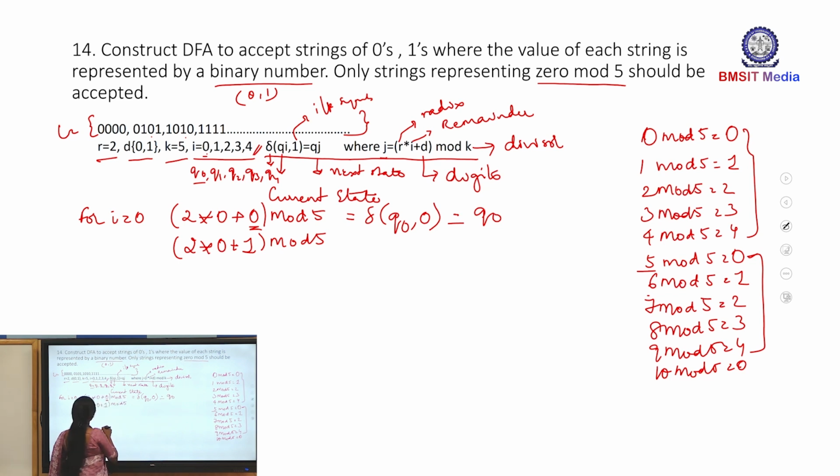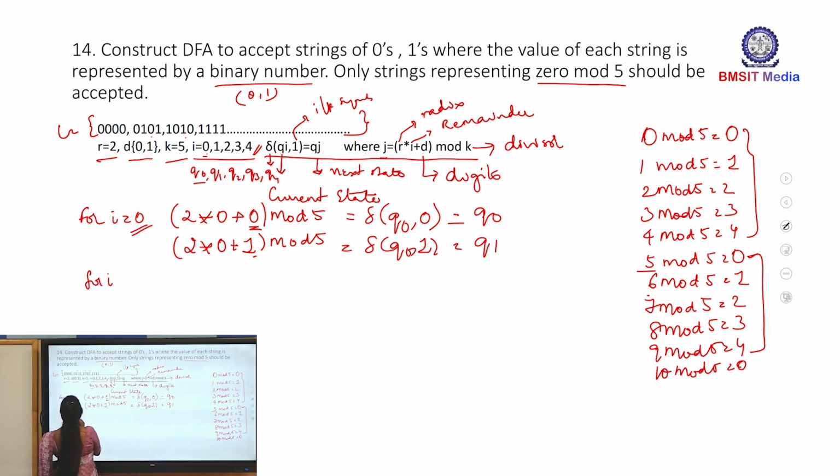Okay. Now coming to the next one. It is 2 into 0 plus 1, which is 1. 1 mod 5 is 1. So in this case, I'll write the transition delta of Q0, comma, on seeing the input symbol 1. 1 mod 5 is 1, and 1 is nothing but Q1. Okay, so this is for the first one.